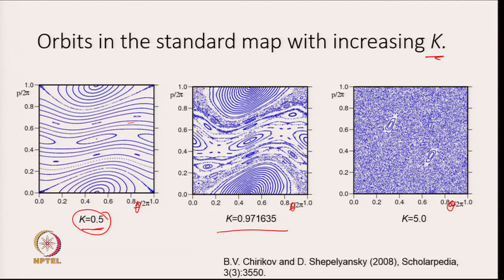And the reason is that there is a curve which is traversing the square from left to right, which in a sense prevents traversal of orbits from bottom to top. At this value of k, the last such curve just disappears. Notice that this is a curve that is traversing from left to right, as is this, as is this, as are all these. So, for small k, you have a very large number of curves that traverse from left to right and prevent top to bottom motion.